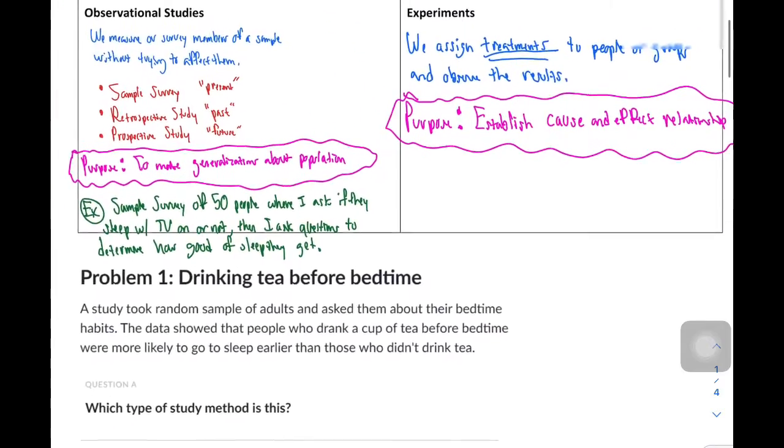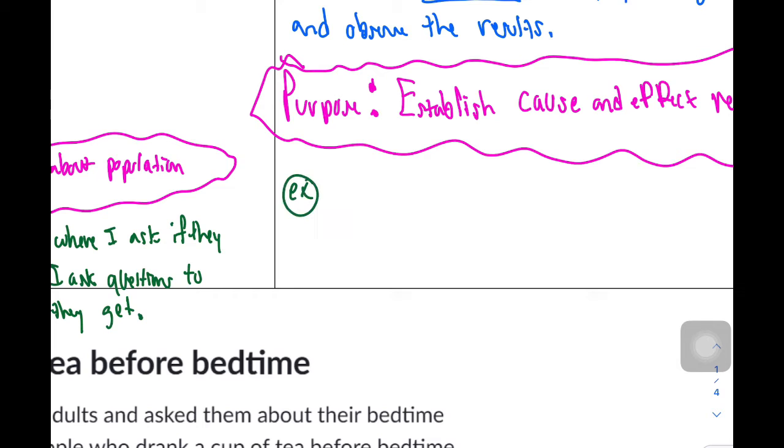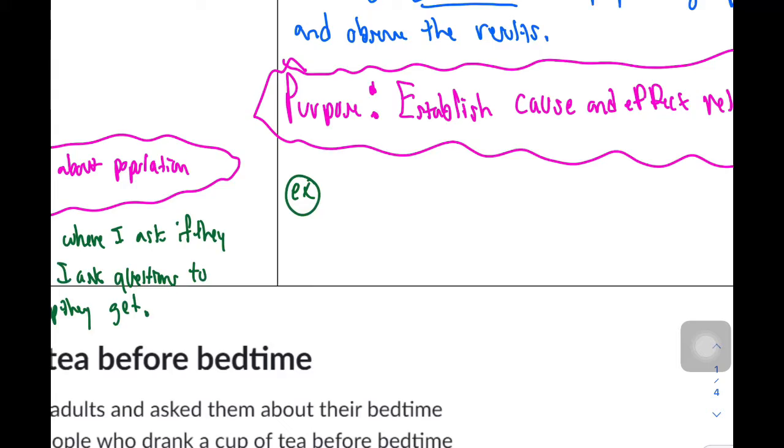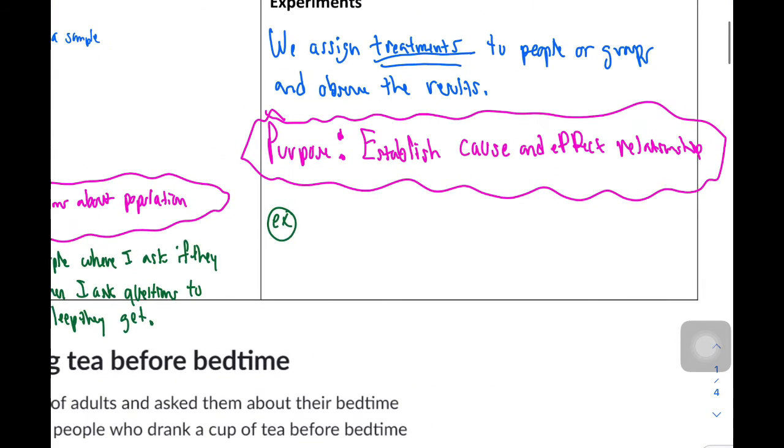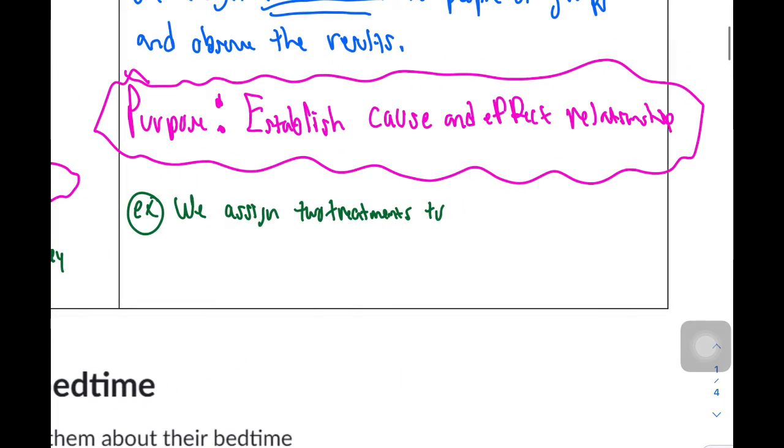Now I'll go through what an experiment for a similar situation would look like. So again, we're trying to determine how sleeping with the TV on affects sleep. So in an experiment, we assign 2 treatments, and let's say we had, what did we have in the last one, 50? Let's say we assign treatments to 2 groups of 20.